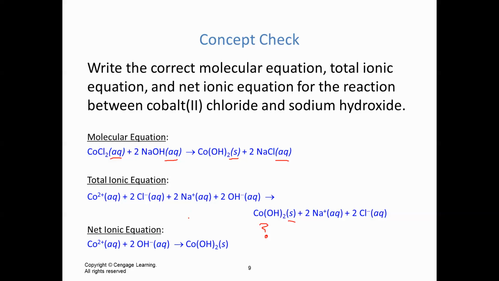And so let's take a look at our spectator ions. Looks like we have 2 sodiums before, 2 sodiums afterwards. They don't actually participate. We have 2 chlorides before, 2 chlorides after, so we're going to leave those out of our net ionic equation, and boom, here we show just the ions that actually actively participate in the reaction. So here is our net ionic equation. Spectators left out, all states are included.